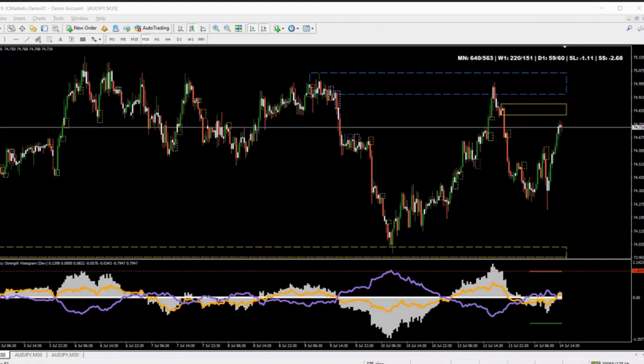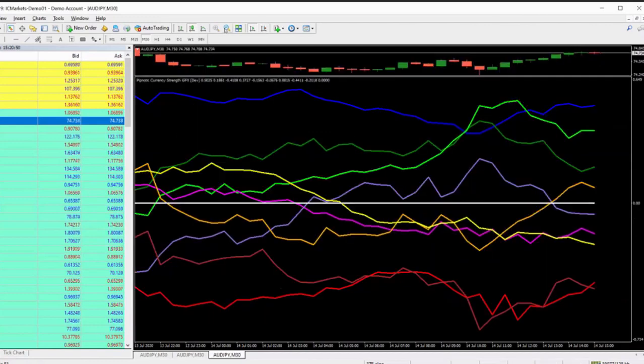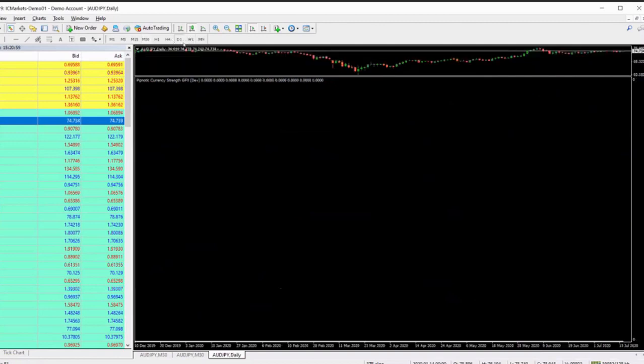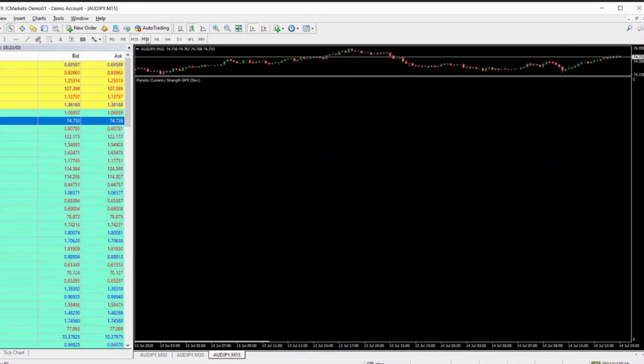If we do one more example, let's have a look here. Zoom out a little bit, and let's go to the daily chart. I don't have enough data. This is a demo account. I don't have a lot of data. Okay, let's go to the 15-minute chart. I have data.